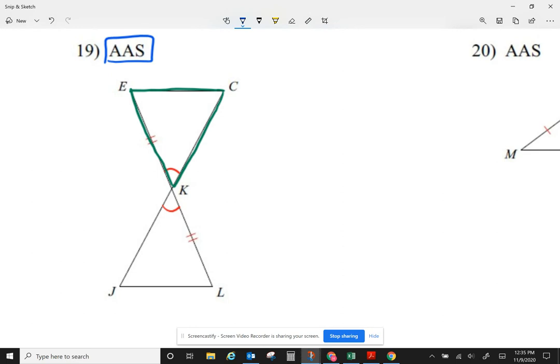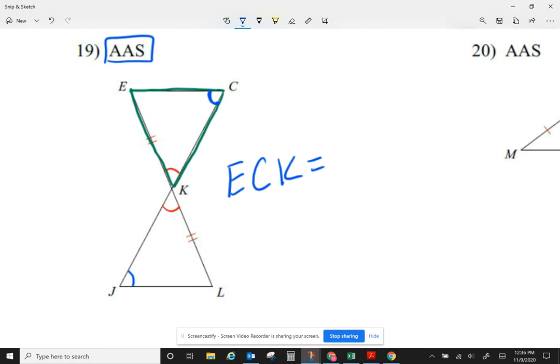Okay, I'm given an angle, so I need a second angle, but once again, make sure the side is not in between the angles. So from this triangle, I need this angle. From the other triangle, I need this angle, right? I need two angles and the side not in between the angles. For angle, once again, you use three letters. So looking at the top triangle, I'm going to use all three letters. Make sure C is in the middle. So I'm going to go ECK or KCE, however you want.